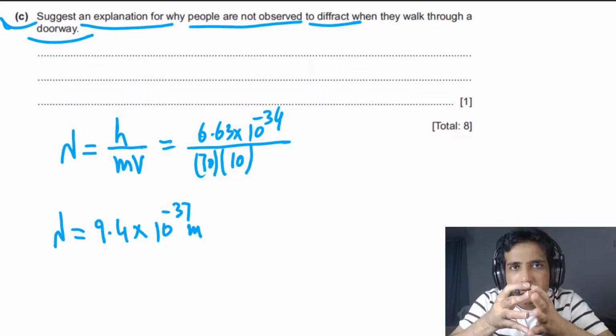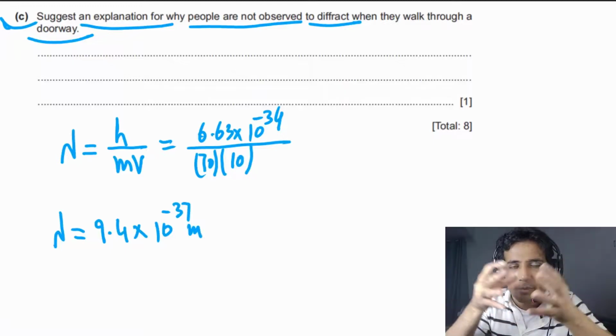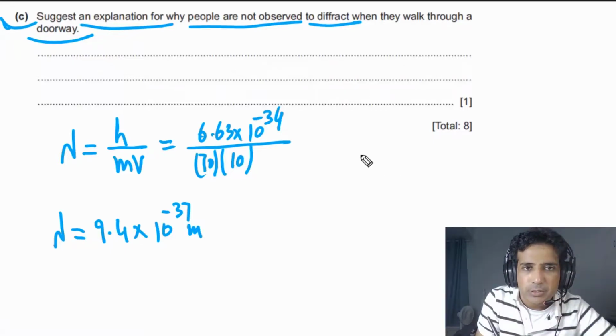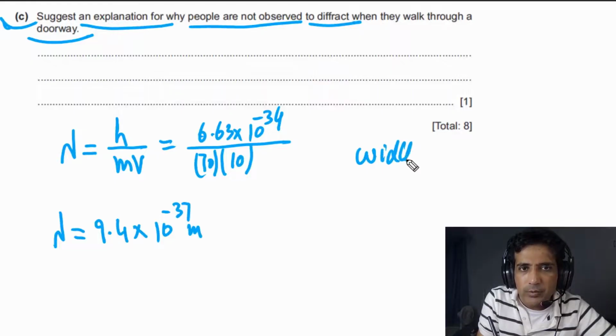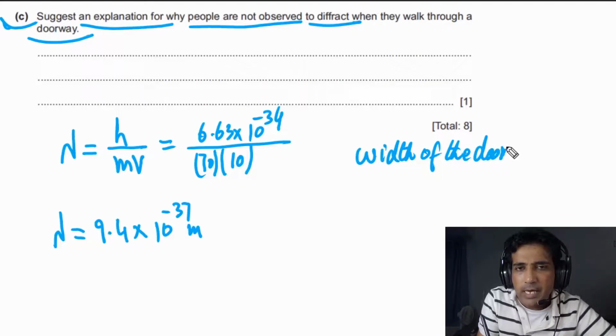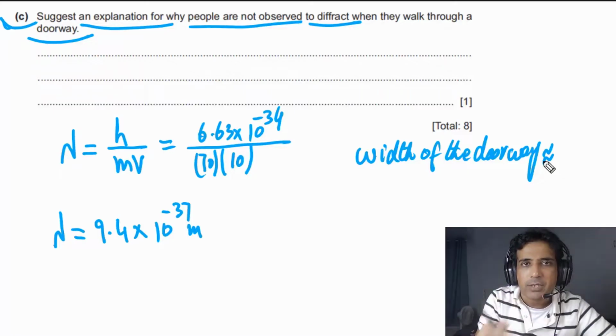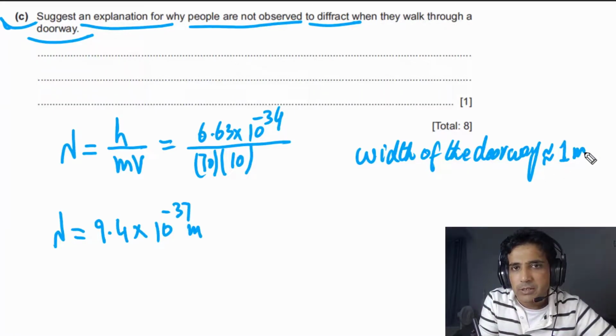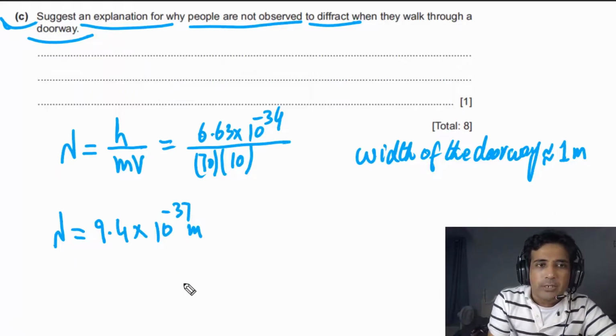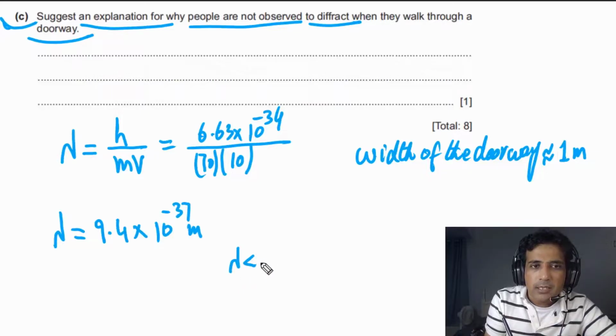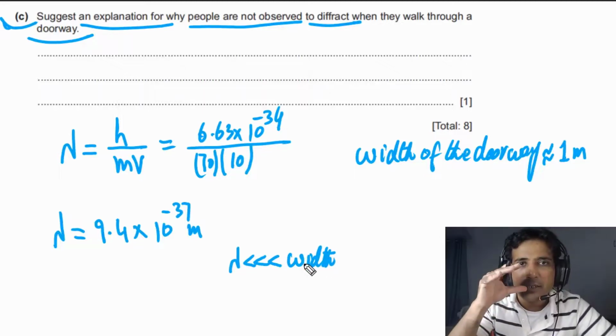Now let's try to imagine how wide a door can be, meaning the gap of the door, or simply the width of the door. The width of the doorway can be about 1 meter. It can be plus minus, greater or smaller, but for simplicity, we will say about 1 meter. Now if we compare lambda with the width of the doorway, you can see in this case lambda is much smaller than the width of the door. So in this case, simply we can say lambda is negligible.